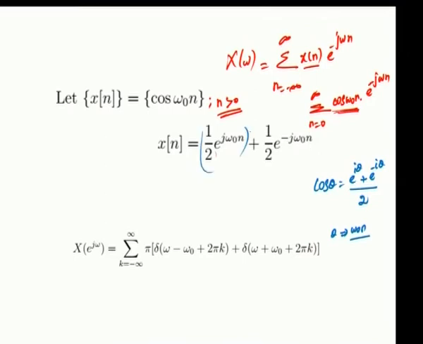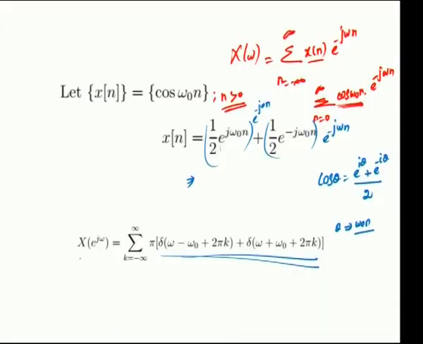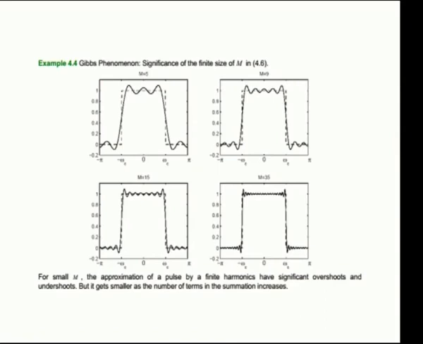Now, this term is multiplied with e power minus j omega n, and this term is also multiplied with e power minus j omega n. After that, you take the common terms. Finally, after simplifying, you get x of omega equal to summation of k equal to minus infinity to plus infinity of pi times delta of omega minus omega naught plus 2 pi k, plus delta of omega plus omega naught plus 2 pi k. So, in the discrete time Fourier transform, after obtaining its magnitude response, it shows like this.